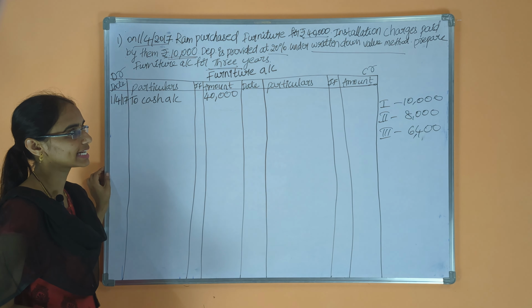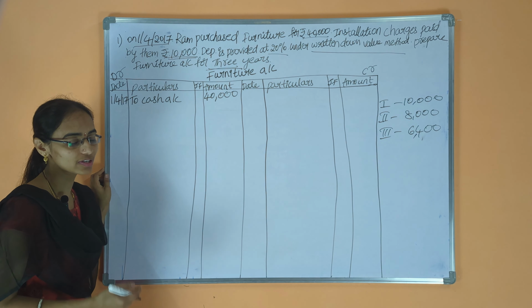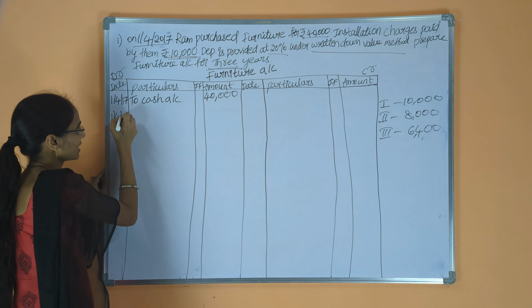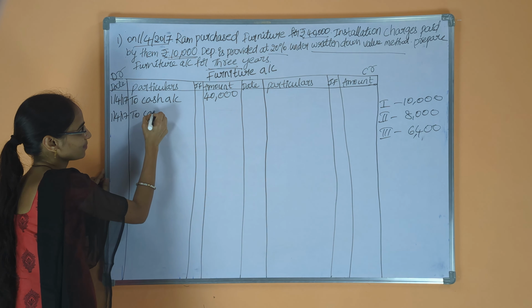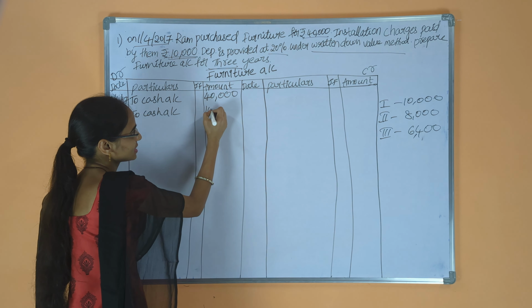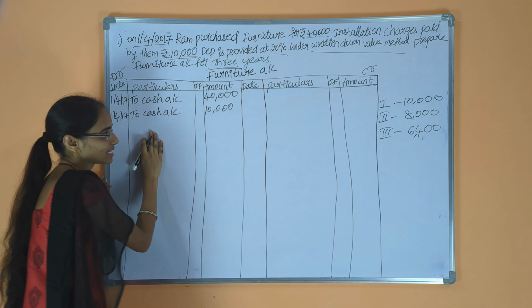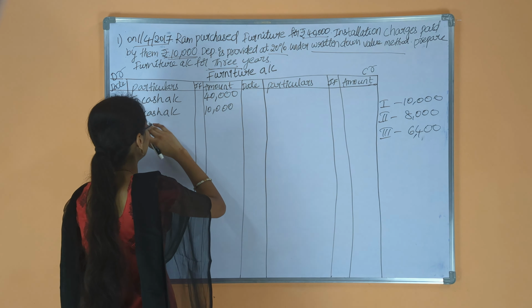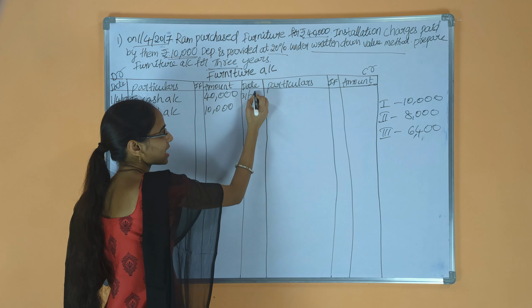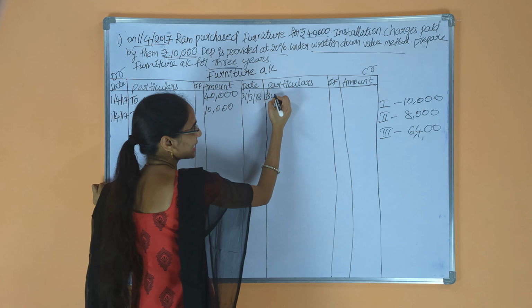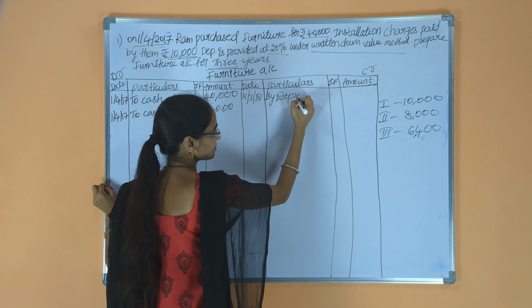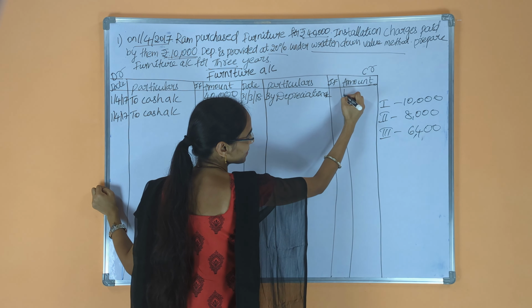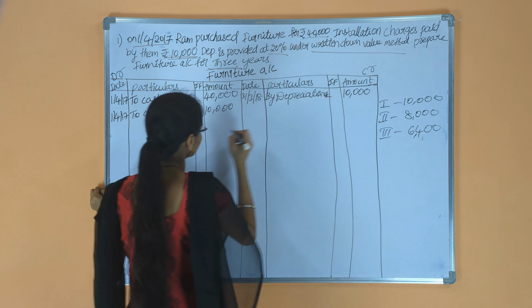So for that, what is the entry? Installation charges account on furniture account debit to cash account. So this is also furniture on the debit side, to cash account. How much amount is rupees 10,000. This is the opening. At the end of the year, we calculate the depreciation. At the end of the year is 31st March 2018 by depreciation account. How much is the first year depreciation is 10,000.